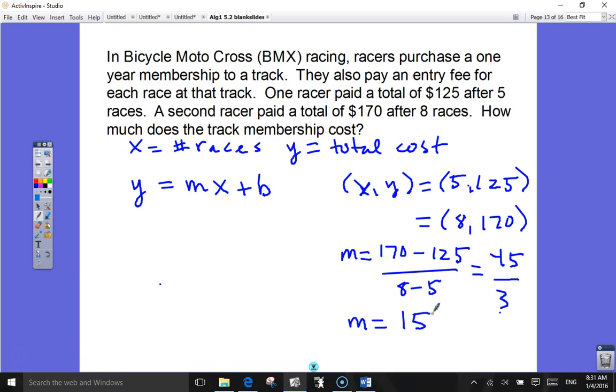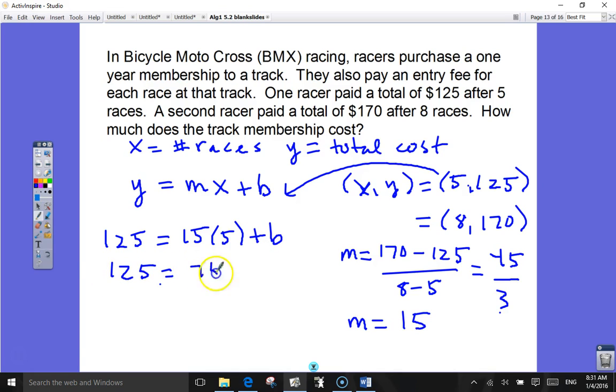Okay, and then to find the b, we need to plug that in with one of our points. So let's say I start with this point. I've got 125 equals 15 times 5 plus b. So 125 equals 75 plus b. B equals 50. So the equation is y equals 15x plus 50, right?